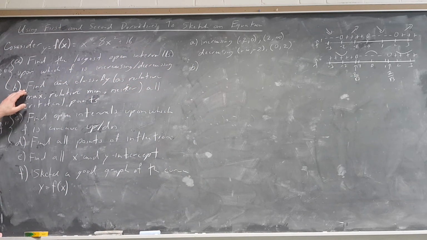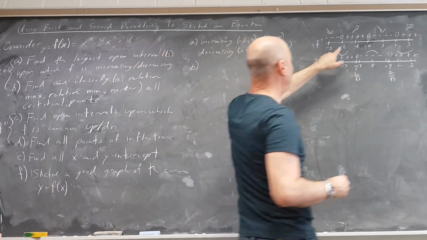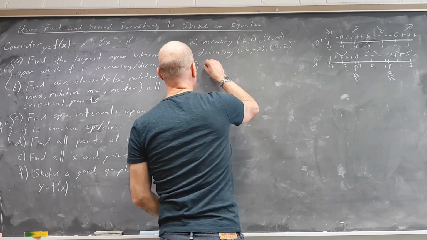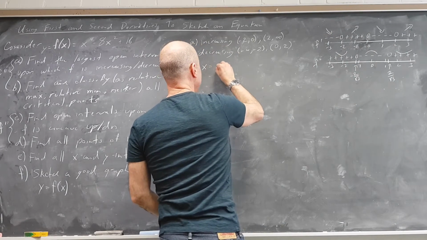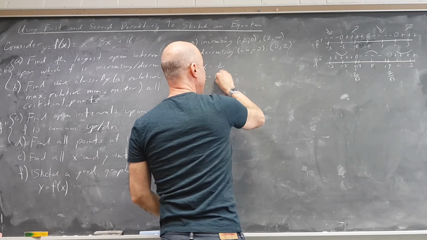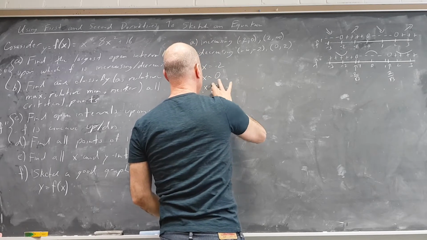Find and classify as relative max, relative min, or neither, all critical points. We have 3 critical points, one at -2, one at 0, and one at 2. So at x equals -2, at x equals 0, and at x equals 2.